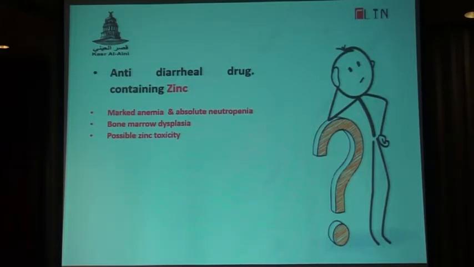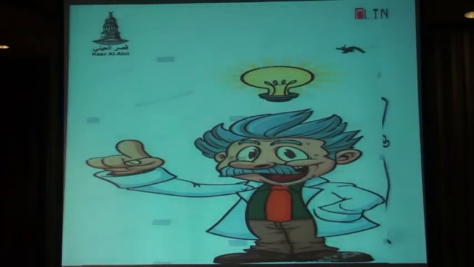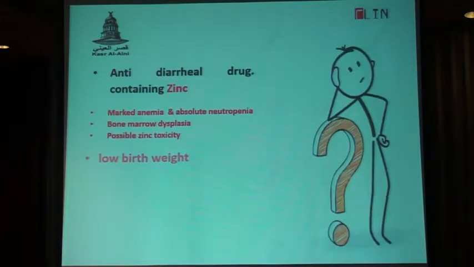So we revised the drug history of our patient, but his mother denied that he received any of the drugs known to cause dysplasia or ring sideroblastic anemia. However, she said that the patient received an antidiarrheal drug that contained zinc for a prolonged period of time. So we thought that our patient may have a case of zinc toxicity leading to copper deficiency resulting in myelodysplasia in the bone marrow.